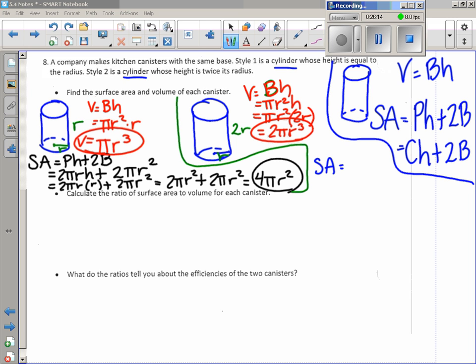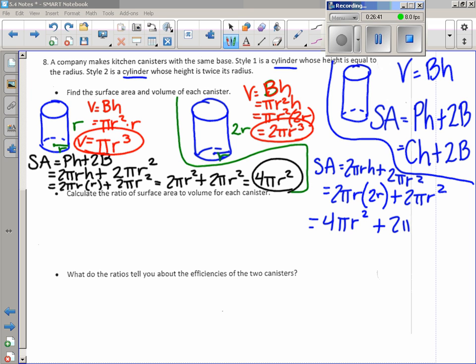Again, it was circumference times height. Circumference was 2 pi R times your height plus 2 pi R squared, area of your base. Your height, in this case, was 2R. And what is 2 pi R times 2R? 4 pi R squared. Don't forget when you multiply to add your exponents. Plus 2 pi R squared. We both have pi R squared, so what's 4 pi R squared plus 2 pi R squared? 6 pi R squared. Questions on surface area or volume?